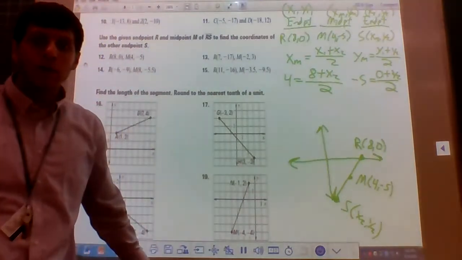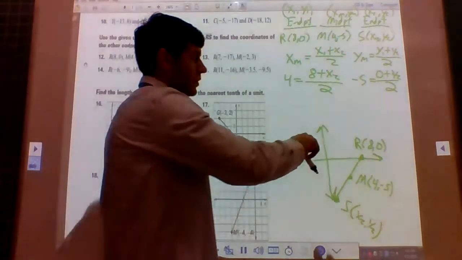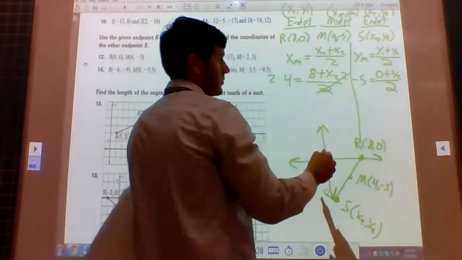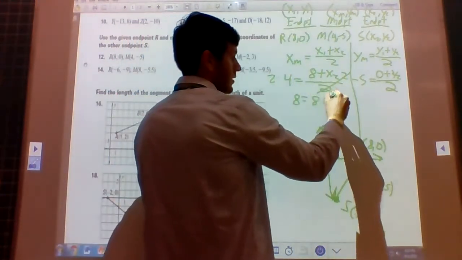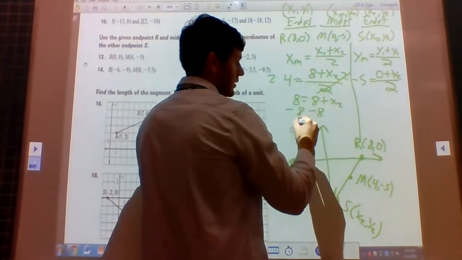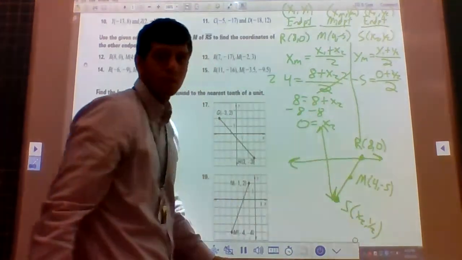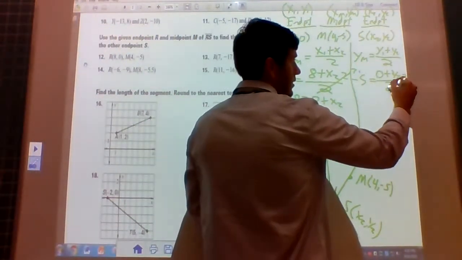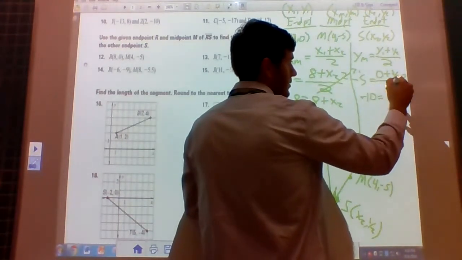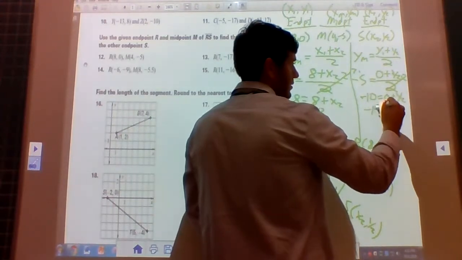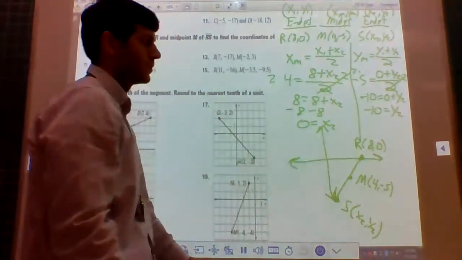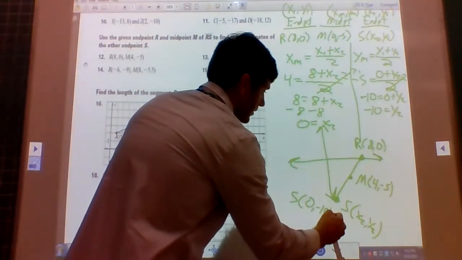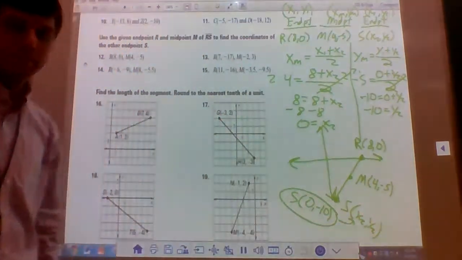We've got to get x2 and y2 by themselves, so we need to multiply both sides by 2. We get 8 equals 8 plus x2. We subtract 8 from both sides, so then we get 0 equals x2. Multiply both sides by 2 over here. These cancel, so we get negative 10 equals 0 plus y2. So that's just negative 10 equals y2. So we know that our point S is going to be 0, negative 10, which is going to be down here somewhere.